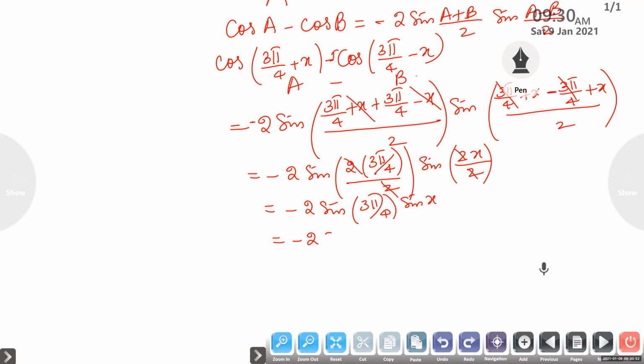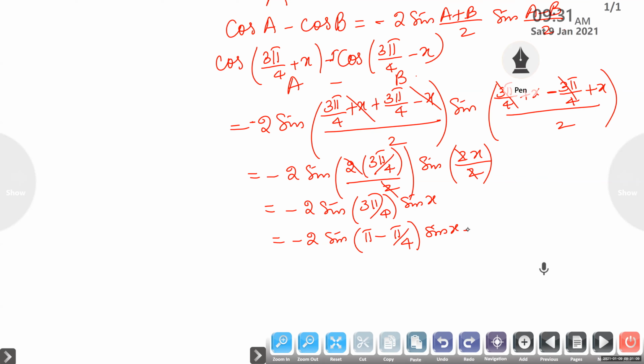Just minus 2 sine 3 pi by 4. How can we write it? It is pi minus pi by 4, into sine x. Is it correct? 3 pi by 4: you take the LCM, I check here, 4 pi minus pi, you get 3 pi by 4.